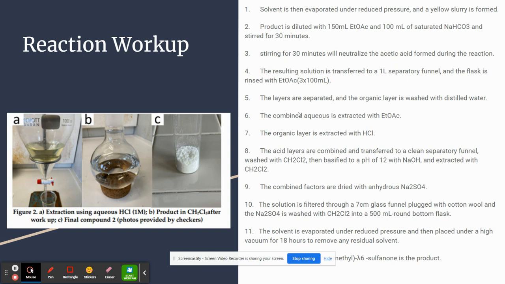The combined extracts are dried with anhydrous Na2SO4. The solution is filtered through a 7 centimeter glass funnel plugged with cotton wool, and the Na2SO4 is washed with CH2Cl2 into a 500 milliliter round bottom flask. The solvent is evaporated under reduced pressure and then placed under high vacuum for 18 hours to remove any residual solvent. And then the product is formed.